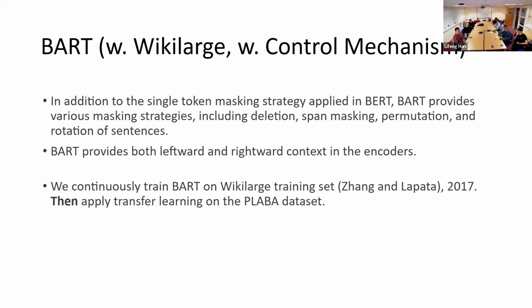Now comes the BART section. BART is basically designed to solve the problems of BERT and GPT, by providing a mixed token masking strategy, including deletion, span masking, permutation, and rotation of sentences. It also provides both left-word and right-word context in the encoder, so we can better understand the relationship among the sentences. It was published before T5, as I remember, so it generally performs slightly worse than T5, but we found that it's suitable for the control token mechanism.